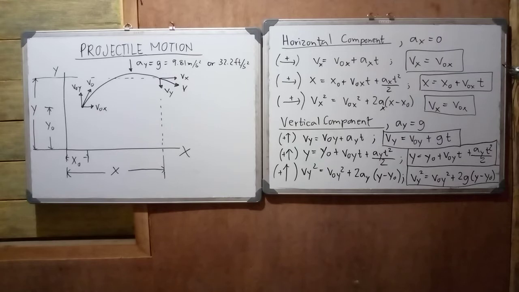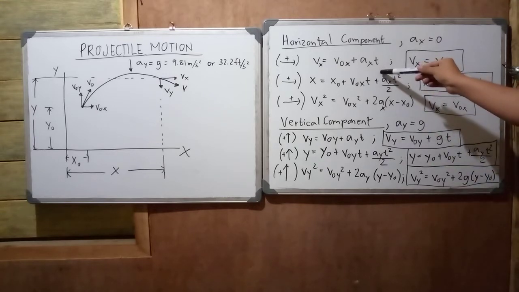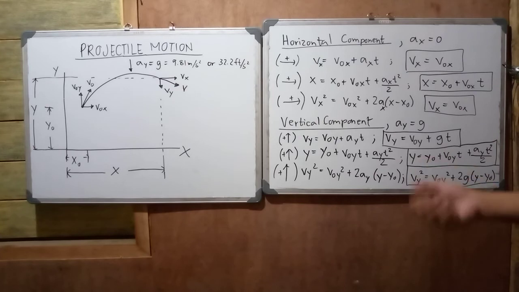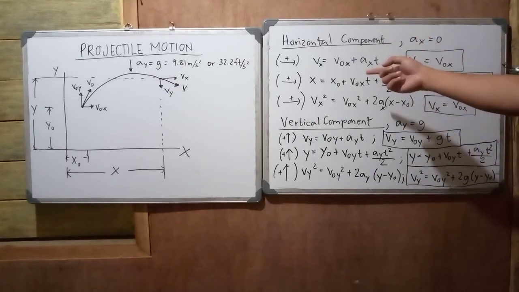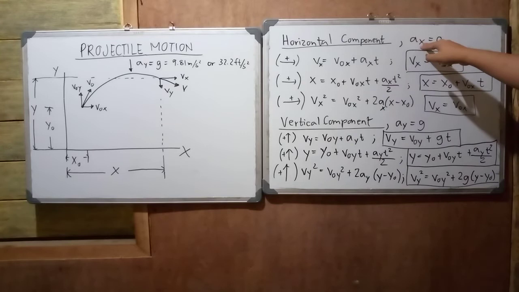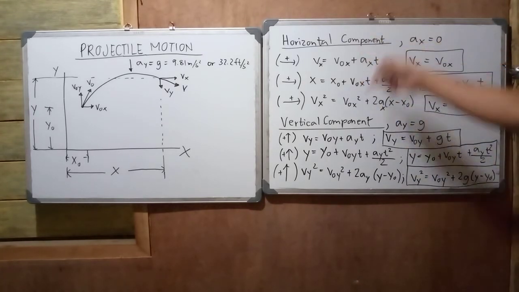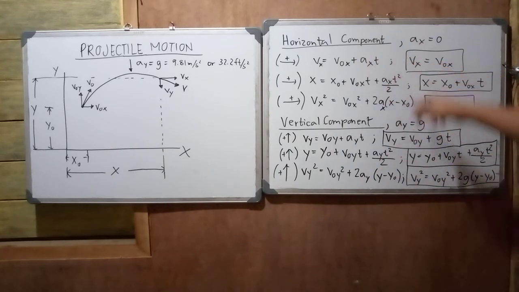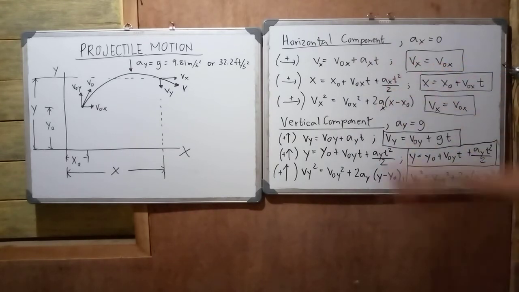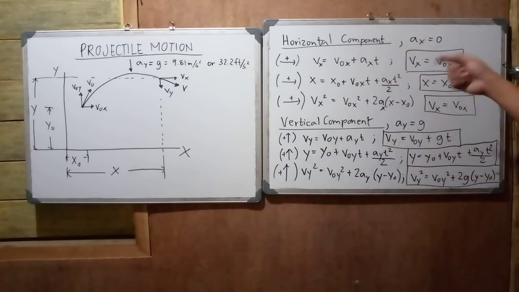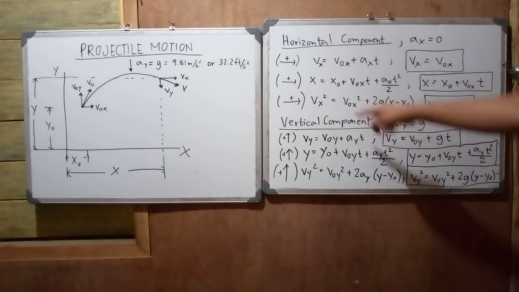Also, if you remember these formulas, v is equal to vo plus at, all in x component. We all know that acceleration along x is 0. So we substitute, and therefore we get vx is equal to vox. And then we have x equals x sub o plus vox t plus a sub x t squared over 2. We all know naman na yung acceleration along horizontal is non-existing, so we therefore get these formulas, respectively.